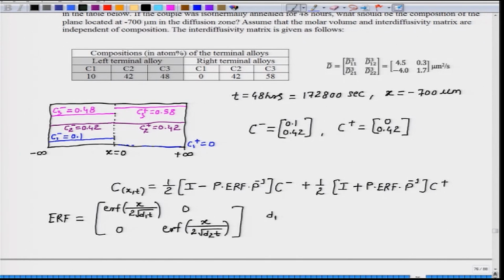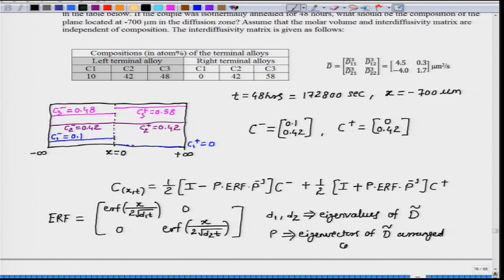d1, d2 are the eigenvalues of d tilde, and P is a matrix formed by eigenvectors of d tilde, and the eigenvectors are arranged column by column. Since d tilde is a 2 by 2 matrix, there are 2 eigenvectors. So, P is again a 2 by 2 matrix.